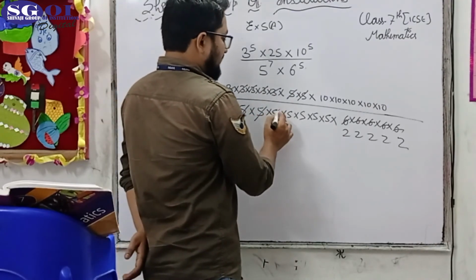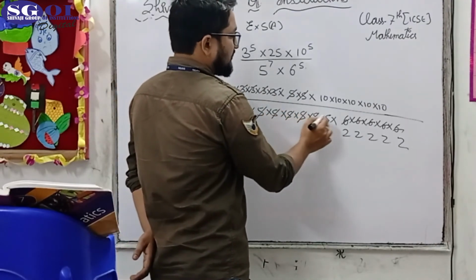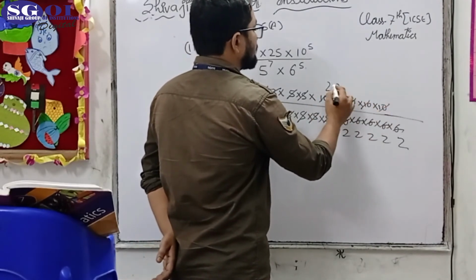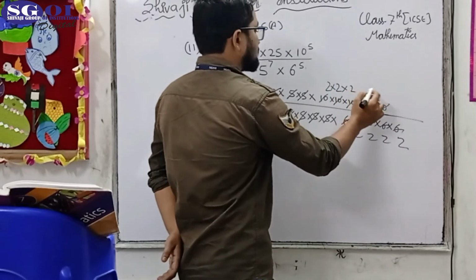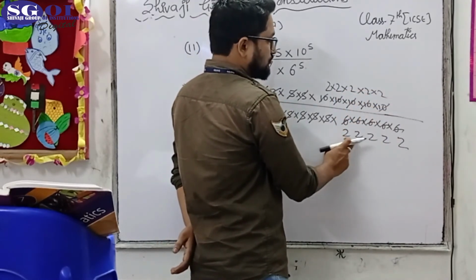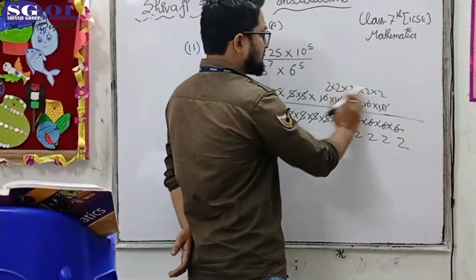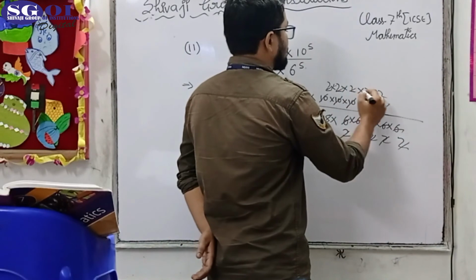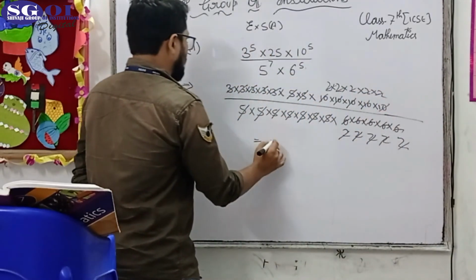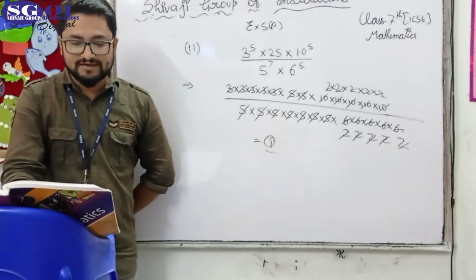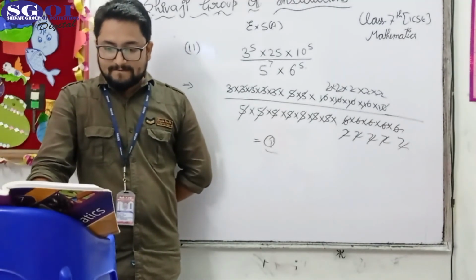Now this will be 5 1 2 3 4 and 5. This will be 1 2 3 4 and 5 2 times. 2 into 2. Now again there are 2 into 2 into 2 5 times and same in numerator. So everything will be eliminated. So answer from here will be equal to 1. So this is the answer of your question number 6, second part.